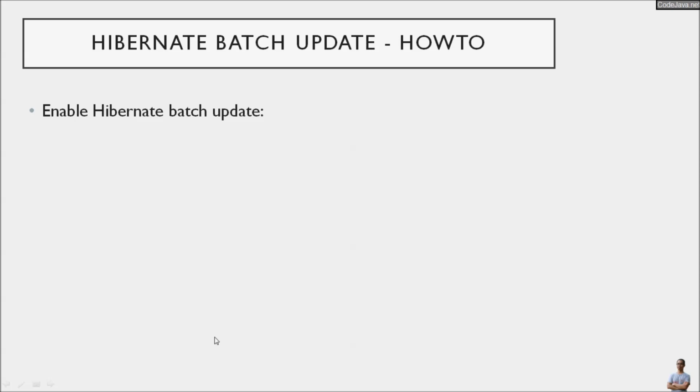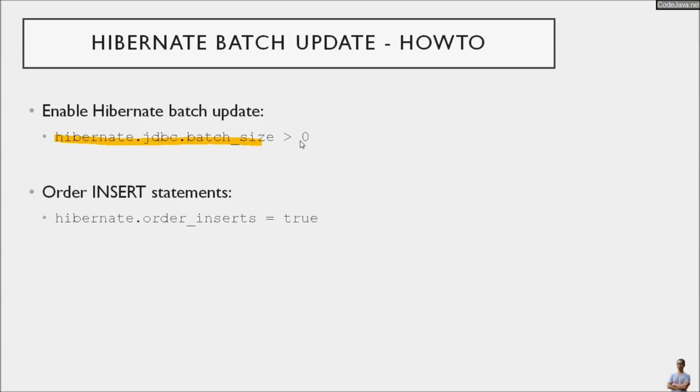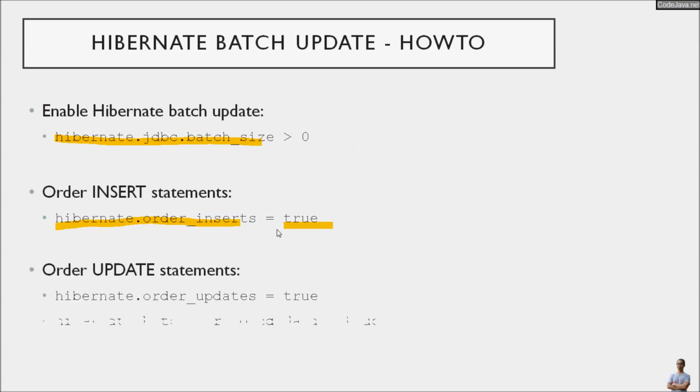First, we need to enable Hibernate batch update by setting the property hibernate.jdbc.batch_size to a value greater than 0. By default, this value is 0, which means that batch update is not enabled by default. So first, you need to enable Hibernate batch update, and then you need to set this property to tell Hibernate to order the insert statements to efficiently execute batch insert statements: hibernate.order_inserts equal to true. And for update statements, you need to set two properties: hibernate.order_updates to true, and hibernate.batch_versioned_data to true.